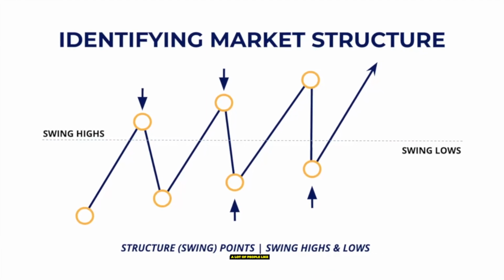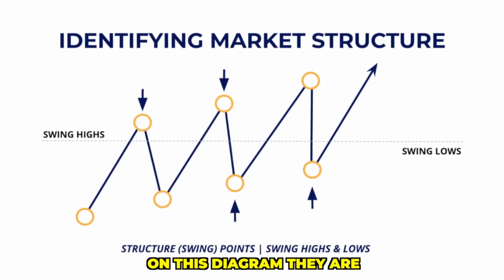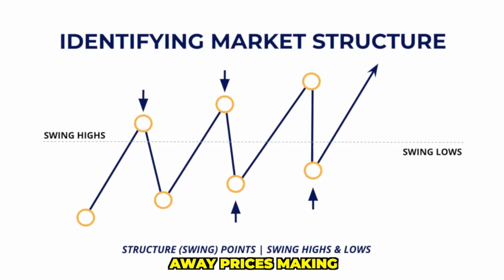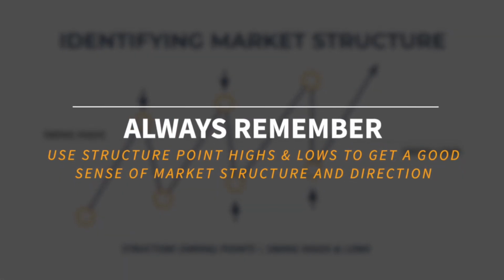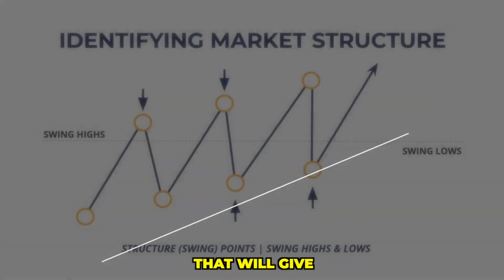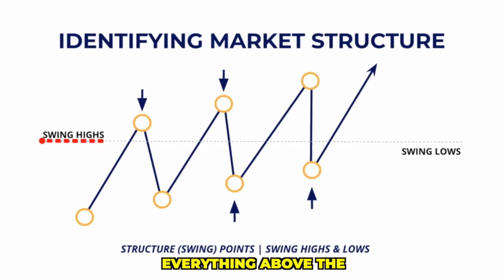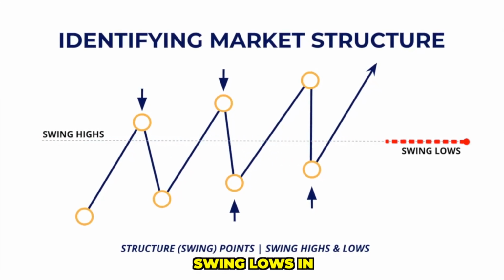Well, a lot of people like to use structure points, aka swing points. On this diagram, they are the orange circles. These orange circles are where price is making highs and lows, and when you start to see these highs and lows, they'll start to form structure and certain patterns that will give a clear idea of the behavior that you can expect to follow. Everything above the line are swing highs. Everything below are the swing lows.